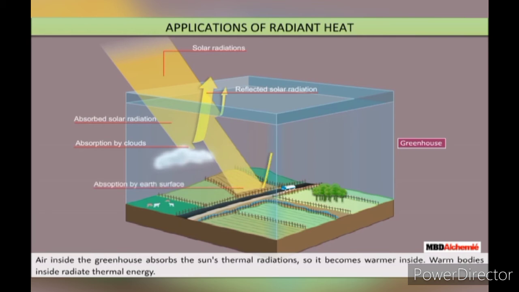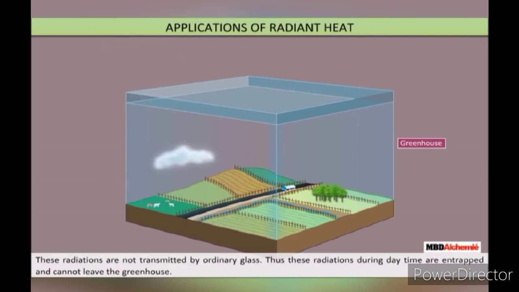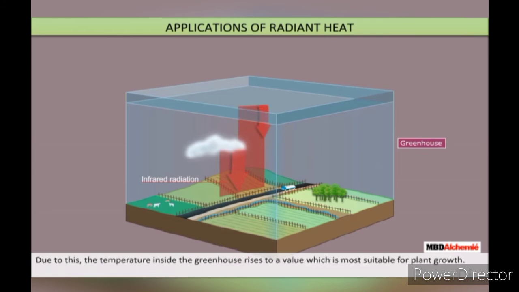Warm bodies inside radiate thermal energy. These radiations are not transmitted by ordinary glass. Thus, these radiations during daytime are entrapped and cannot leave the greenhouse. Due to this, the temperature inside the greenhouse rises to a value which is most suitable for plant growth.